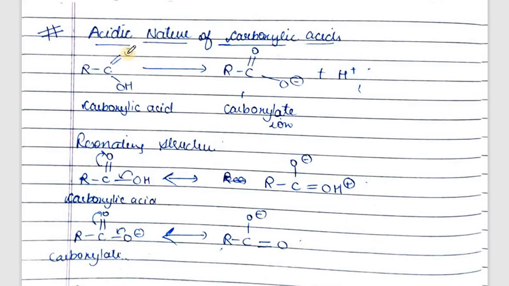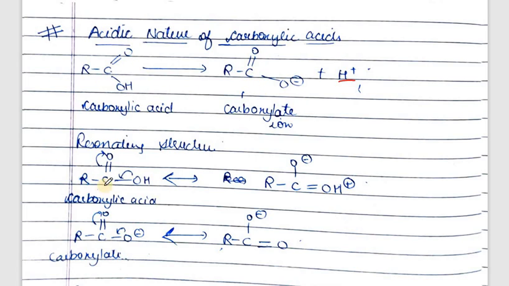So next comes the acidic nature of carboxylic acids. The carboxylic acids are acidic in nature. This we already know, but how can it be explained? The carboxylic acid gives carboxylate ion plus H positive ion. Now the carboxylic acid is resonance stabilized and the carboxylate ion is also resonance stabilized. So let's see their resonance structures.